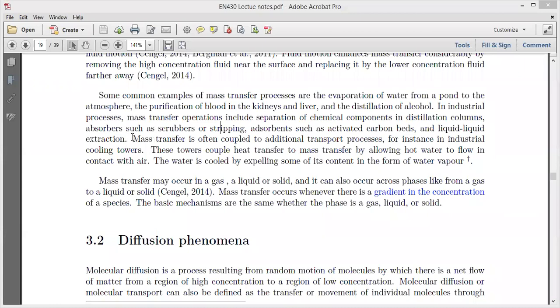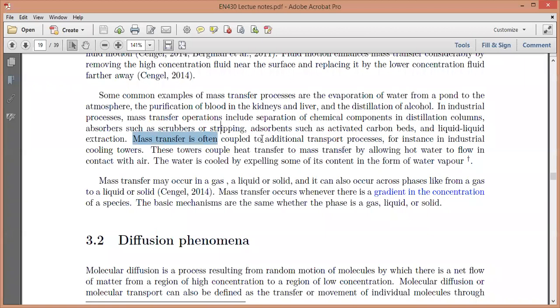Okay, so here from the notes, mass transfer is often coupled to additional transport processes. For example, in industrial cooling towers, these towers couple heat transfer to mass transfer by allowing hot water to flow in contact with air, by expelling some of its content in the form of water vapor. Maybe some of us may be familiar with these cooling towers. So the water is cooled by expelling some of its contents in the form of water vapor. So that's a form of mass transfer also.